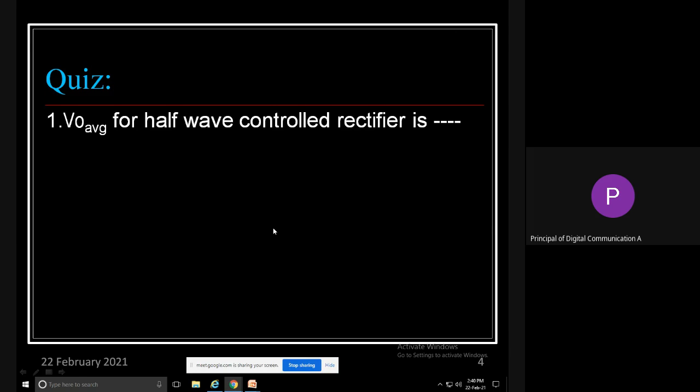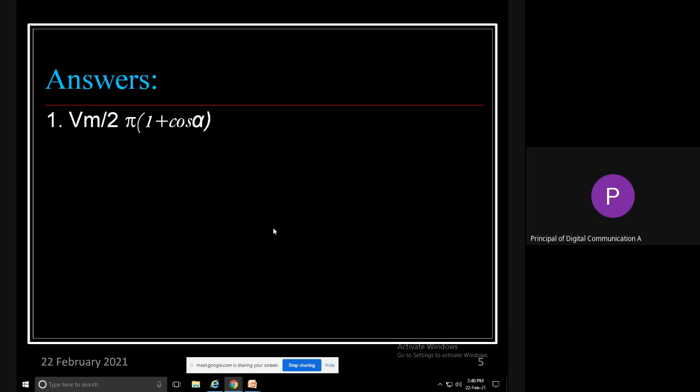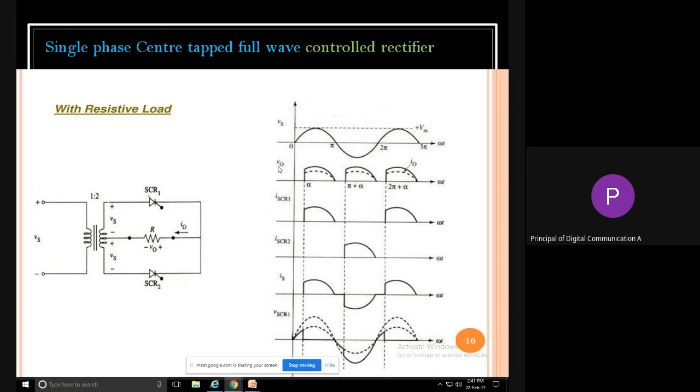So let us go with the next one. VO is equal to Vm by 2 pi times the bracket 1 plus cos alpha, where Vm is the peak voltage and alpha is the firing angle. What is the firing angle? It is the angle from 0 to the point where the SCR turns on, and that is counted as the firing angle. It is very important in a controlled rectifier.